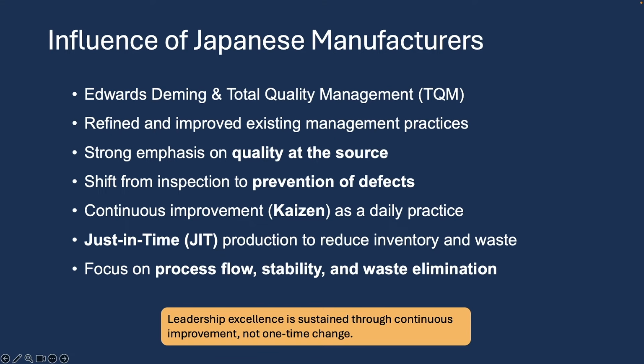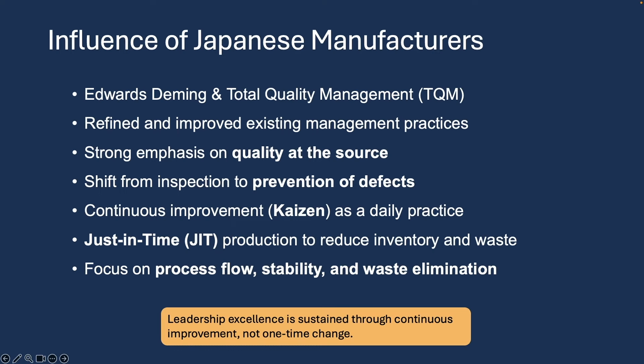There was a major shift in operations driven by Japanese manufacturers who refined practices and dramatically improved productivity and quality. Edwards Deming is considered the father of TQM. The Japanese influence helped fuel what's called the quality revolution, emphasizing prevention over inspection and continuous improvement over one-time fixes.